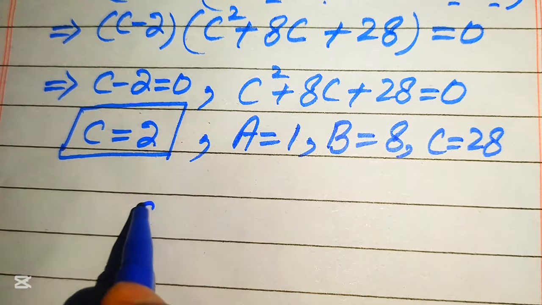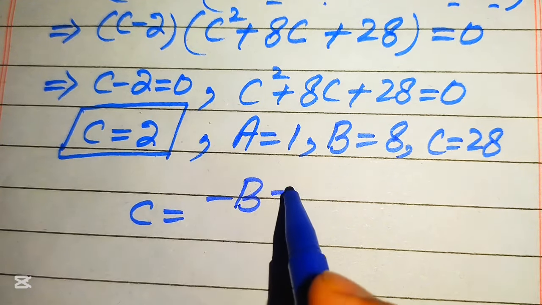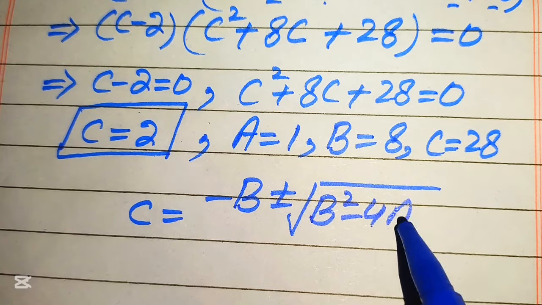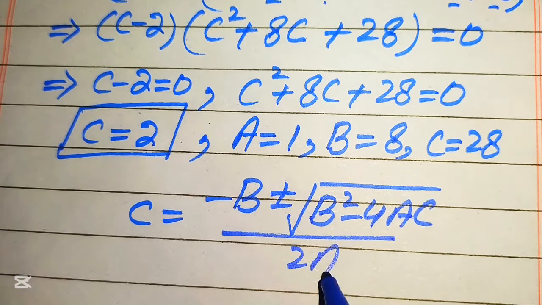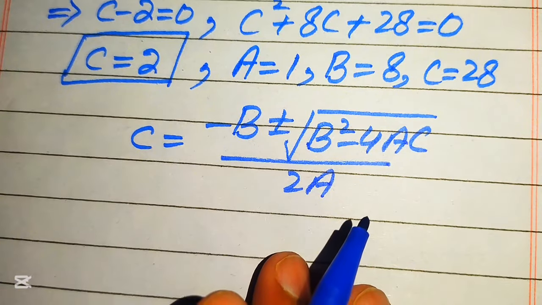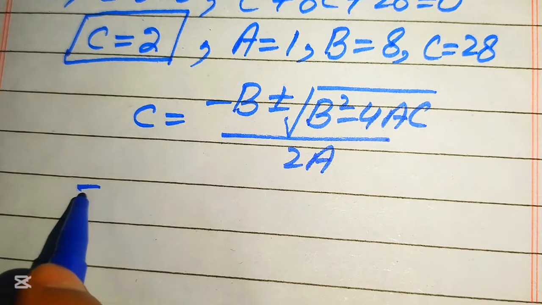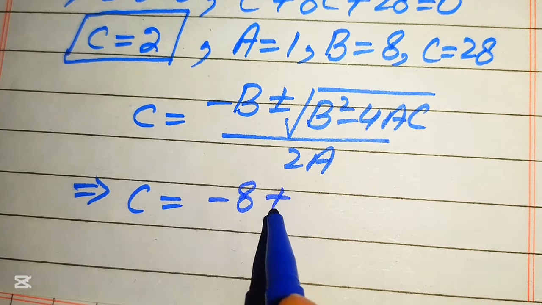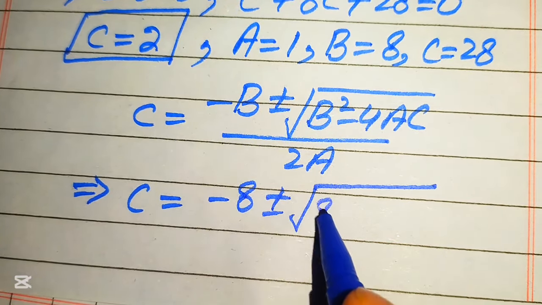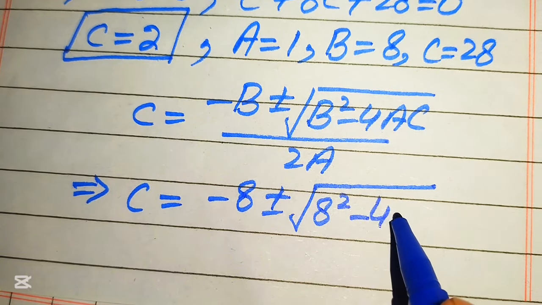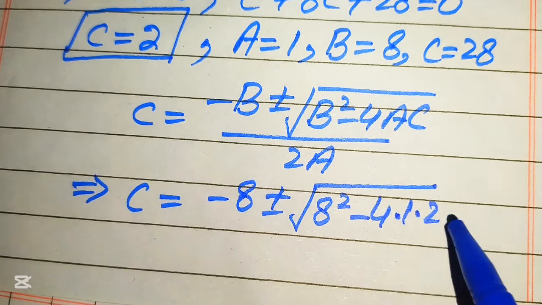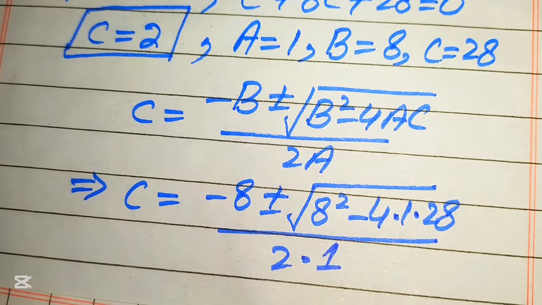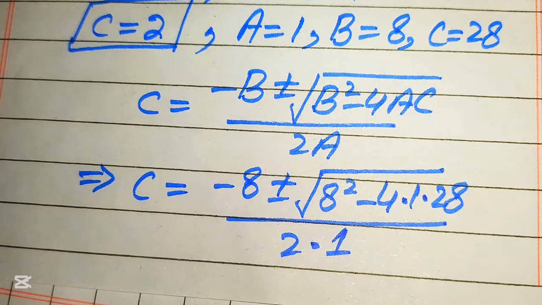And we state the quadratic formula as c equals minus b plus minus square root of b square minus 4 times ac, divided by 2 times a. This is our quadratic formula, and now here we need to put the values of a, b and c. So c equals minus 8 plus minus square root of b square, b is 8 square, minus 4 times a equals 1 and c equals 28, and it is divided by 2 times a. So here our value of a equals 1.